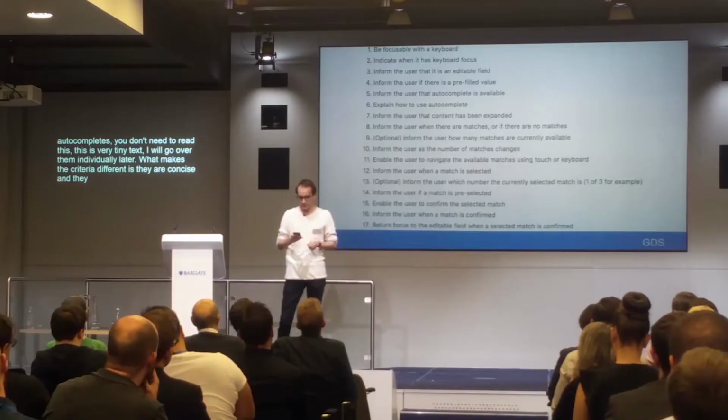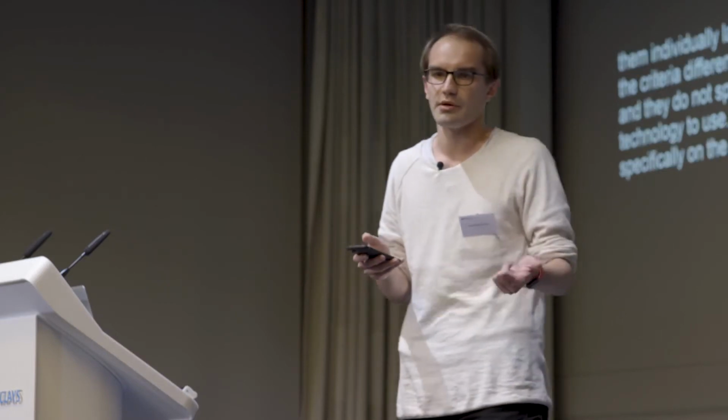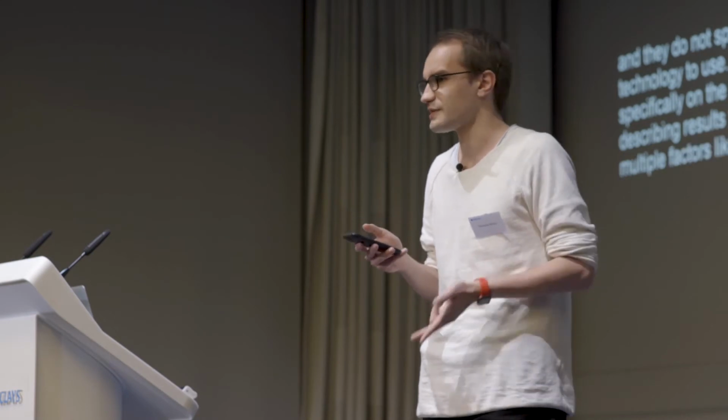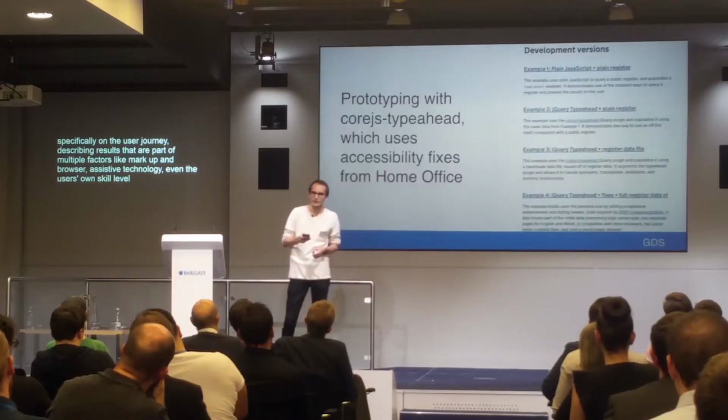What makes these criteria different is that they are concise and they do not specify which specific technology to use. They are focused strictly on the user journey, describing results that are a product of multiple factors like markup, browser, assistive technology, even the user's own skill level in using their browser or their assistive technology. So we use these to guide our implementation from very early on in the process.